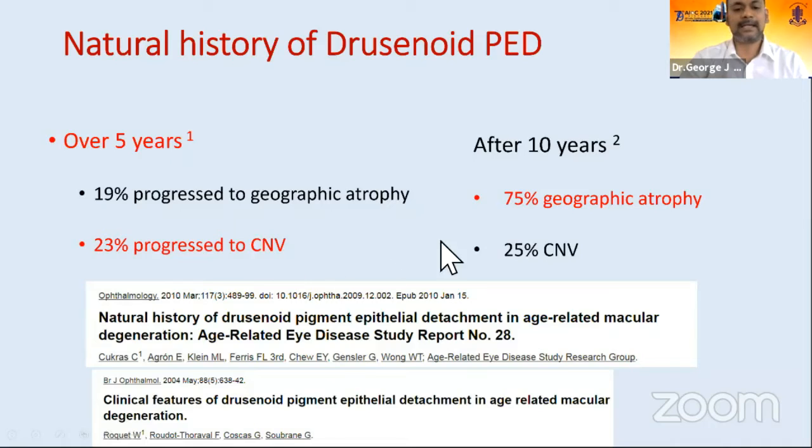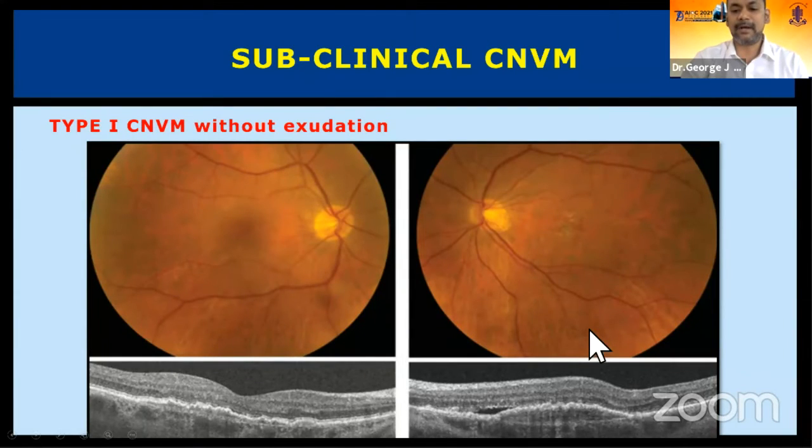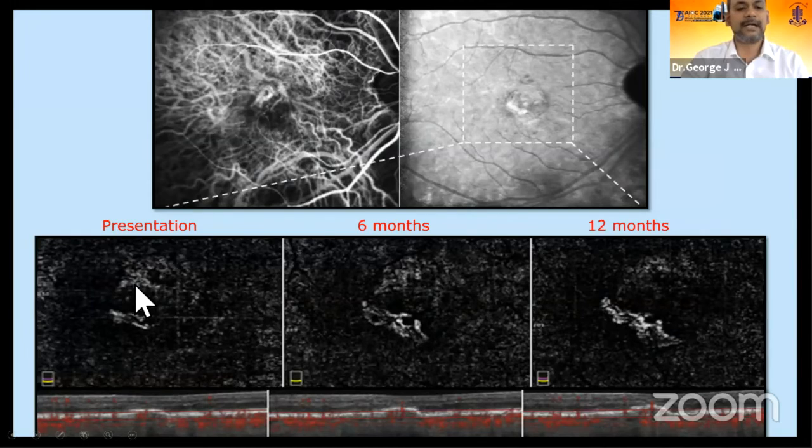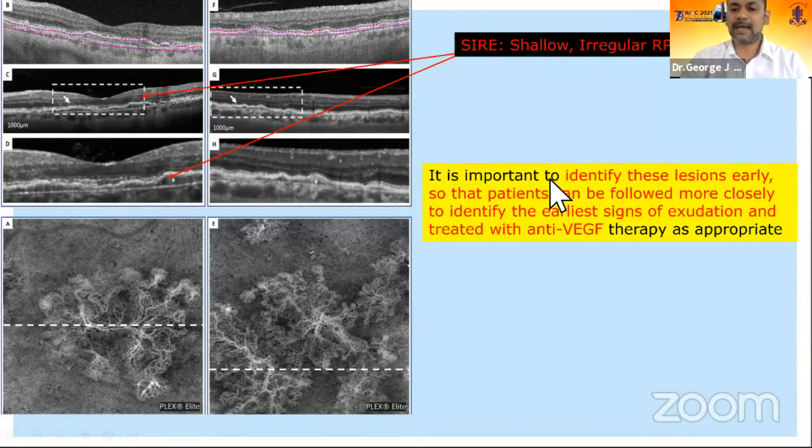So this is a typical case scenario wherein one eye has wet AMD. The other eye shows only a drusenoid flat irregular PED overlying a thin choroid. And you see this subtle neovascularization on OCTA, which grows over 6 months and 12 months, where the patient becomes symptomatic and subretinal fluid has come. So it is important to look for this SIRE lesion early, so we pick up this neovascularization; only close follow-up is required.